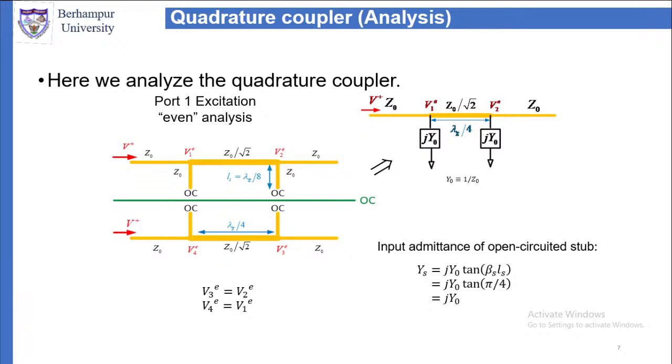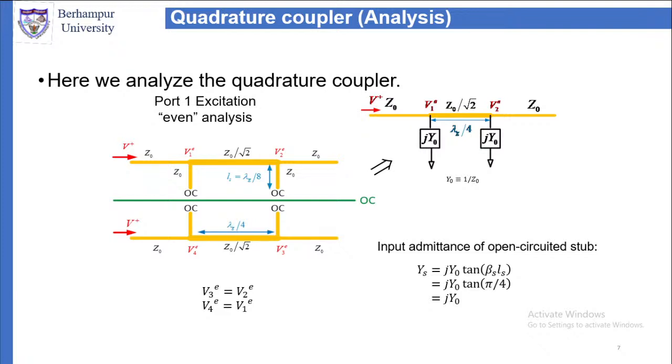So that distance that you can use as a stub. Since we are using a POS and we are considering even mode analysis, along the POS plane of symmetry we have open circuit. If you have open circuit, the transmission line which ends in open circuit is like a stub. So the length of that stub is equal to lambda g by 8. So that part we now understand.